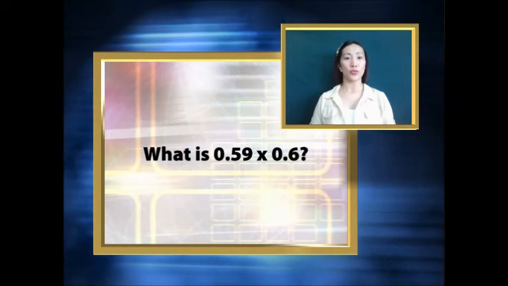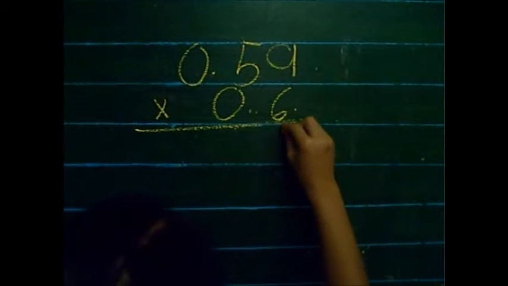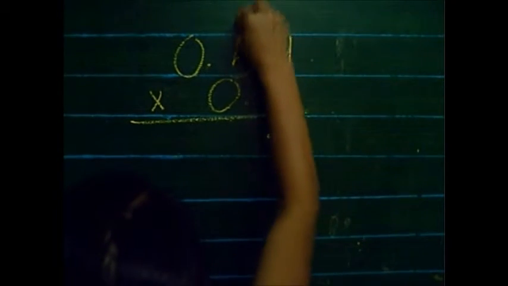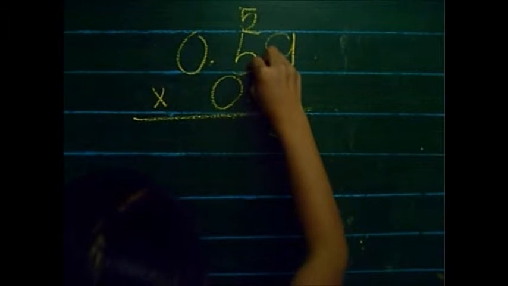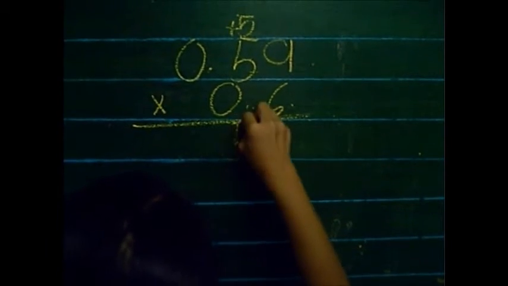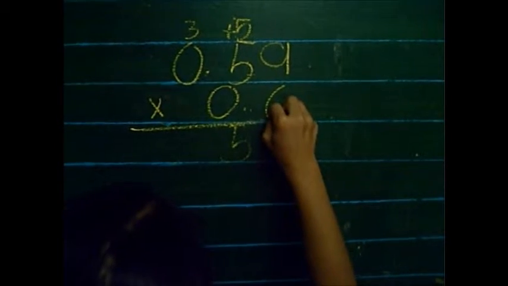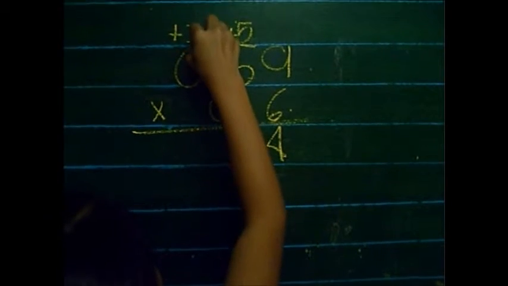Example, you are asked to answer this. What is 59 hundredths multiplied by 6/10? Again, we write the numbers in column. We just align the digits, not decimal points. Multiply 6 times 9 is 54. Write 4 and regroup 5. Then multiply 6 by 5 is 30, plus 5 is 35. Write 5 and regroup 3. 6 times 0 is 0, plus 3 is equal to 3.